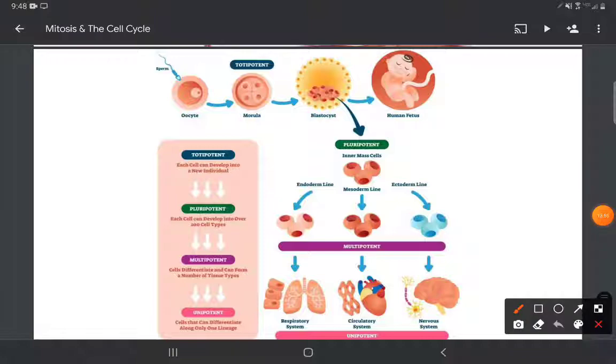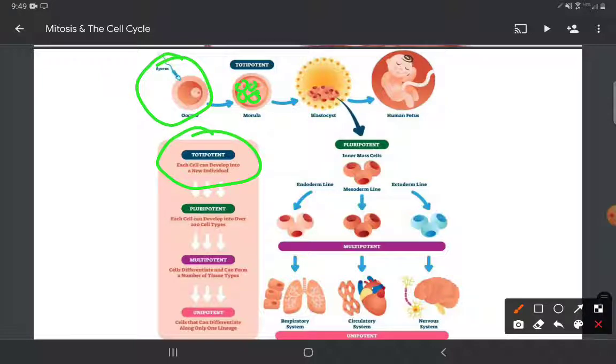And so, for example, a totipotent cell would be like your zygote. This is what happens when an egg meets sperm. A few cells will result from that after 1 round of mitosis, or 2, sorry. These cells here are totipotent. This means they can become an entire person.